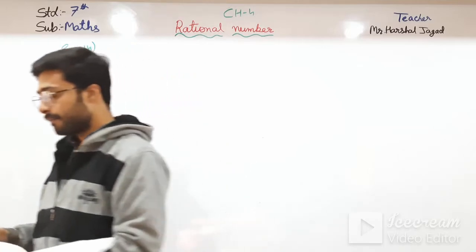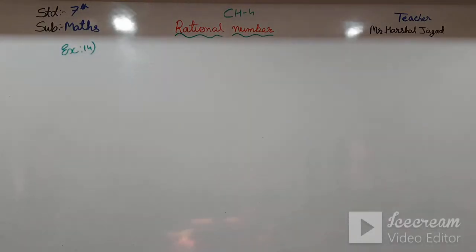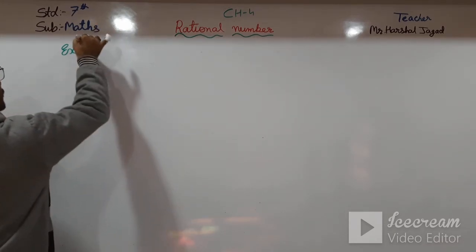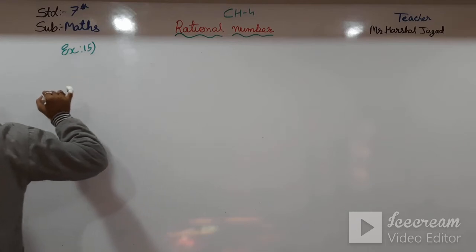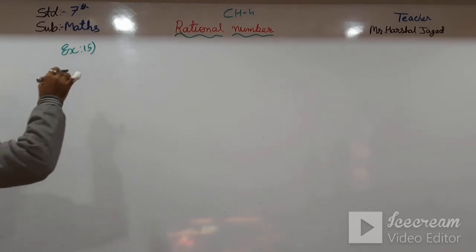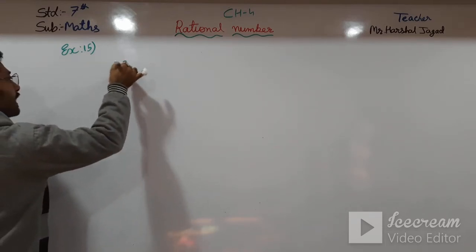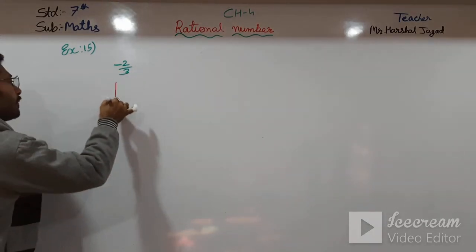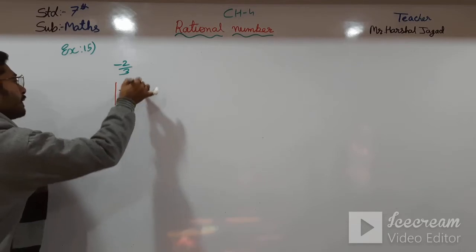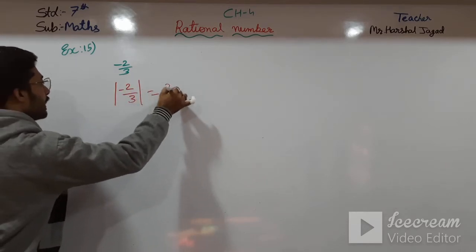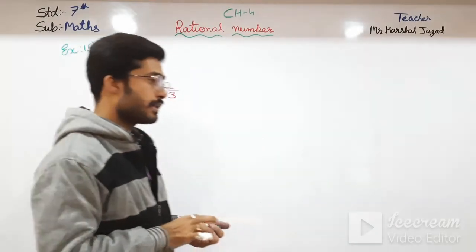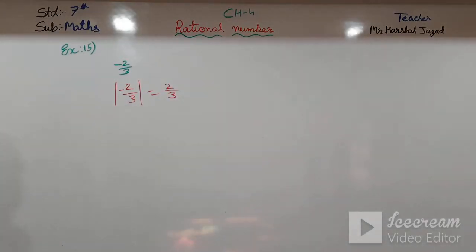Okay students, see here in example number 15 it is given you have to find the absolute value of minus 2 by 3. Then you have to do nothing, you have to just put a mod over here and it is equal to 2 by 3, which is your answer. Okay students, please note down if you want, and this is very easy.